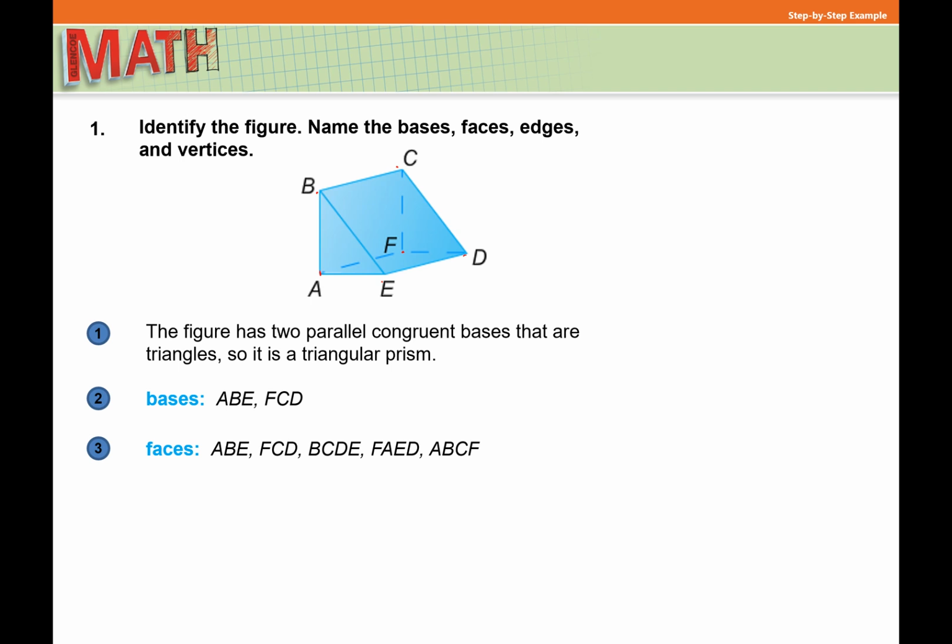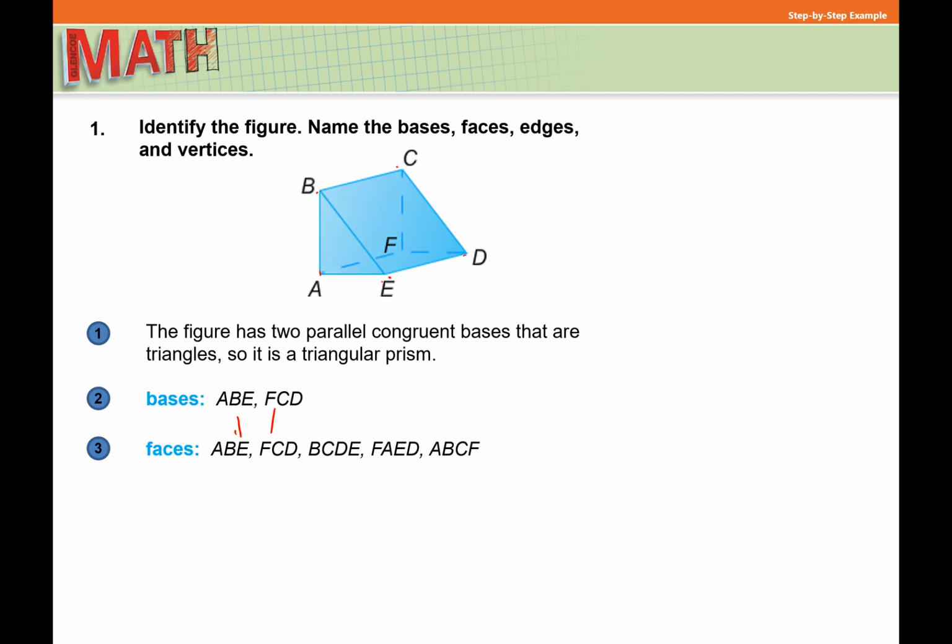Okay, now what are the faces? Faces include the bases and all the other faces. Okay, so we see these two, the bases get included, but then we add in the B, C, D, E, which is this. Here, let me draw that better. Which is this face right here. We have F, A, E, D, and we have A, B, C, F back there.